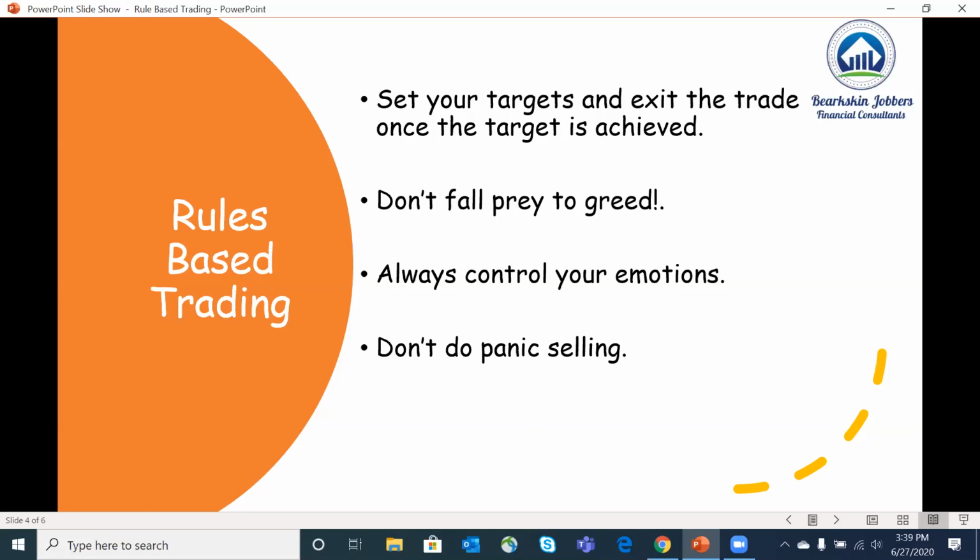But avoid panic selling. You must make up your mind, if it goes down, this is the level till which it will go down. And then if it goes further down the support level, here is a point where my stop loss will come in, and I will exit the trade. So there is no need to panic, because you knew it will go down, and there is a certain level it will go down, and from that it will rebound. So you need to be relaxed. If you do panic selling, then you will end up losing your money.